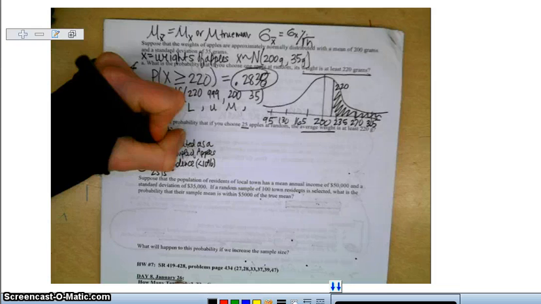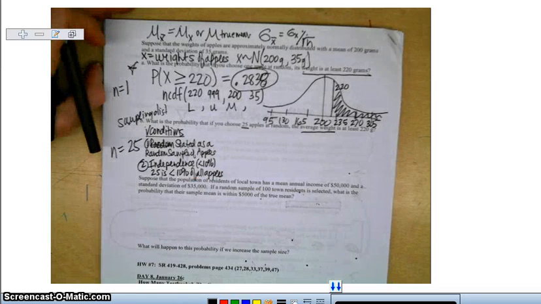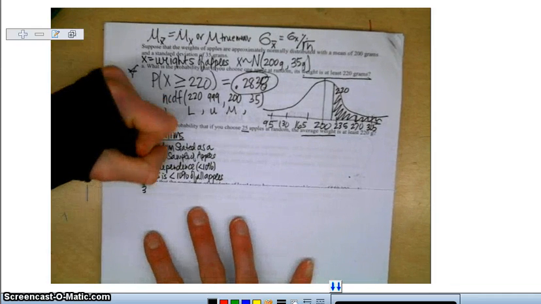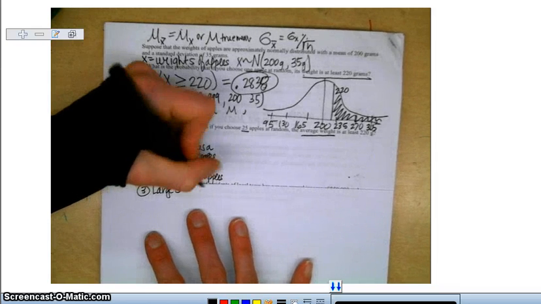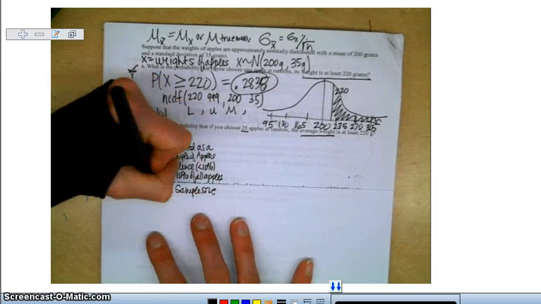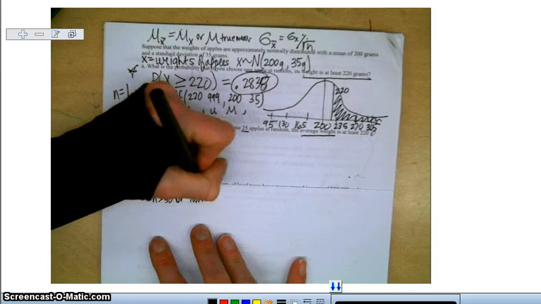25 is less than 10% of all apples. Okay. All right, next condition. What's the next condition? Either n has to be greater than 30, or you can check it on a calculator to see if it's already normal. Very good. So large sample size. So n is greater than 30 or normal already.